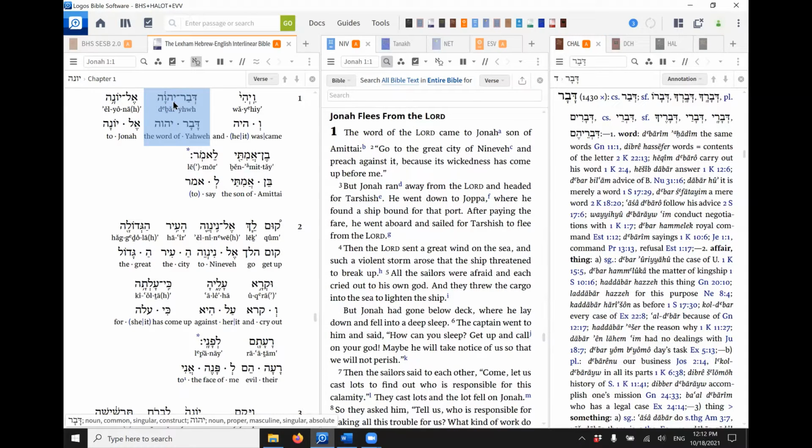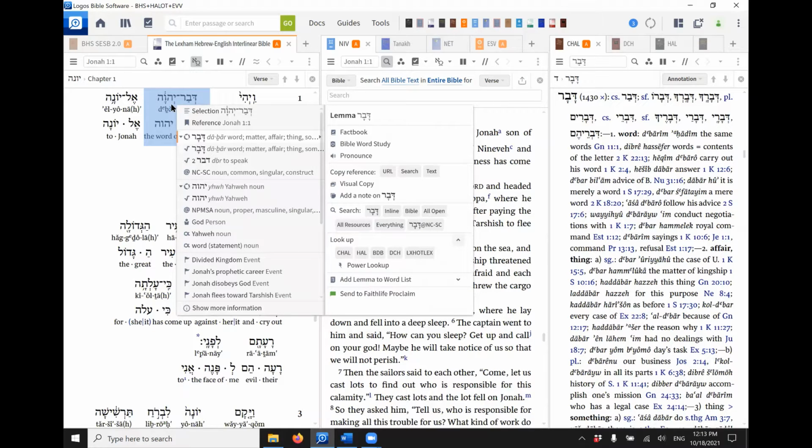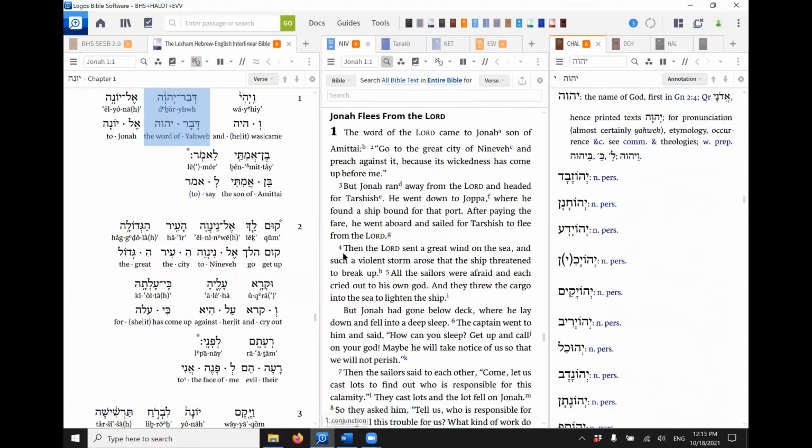Well, I right click, and now it's breaking it down into the lexemes. There's Davar, and there's the root, Dalet Beit Resh, to speak, because the word and to speak obviously go together. And now here's Yahweh. So I can click on Yahweh, and then it's going to change this down here, and you go to your lexicon down here and click on that, and then we have Yahweh.